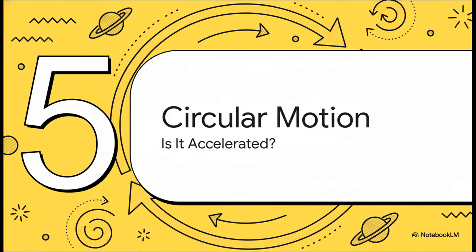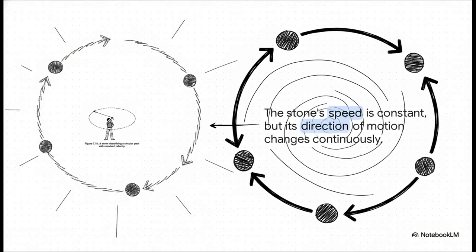Let's talk about our final concept for today, uniform circular motion. This is a topic that can be a little bit confusing for some. So, the question is, if an object is moving in a circle at a constant speed, is it accelerating? This picture illustrates the idea perfectly. Imagine you are whirling a stone that is tied to a string. The stone might be moving at a steady speed, let's say 5 meters per second.